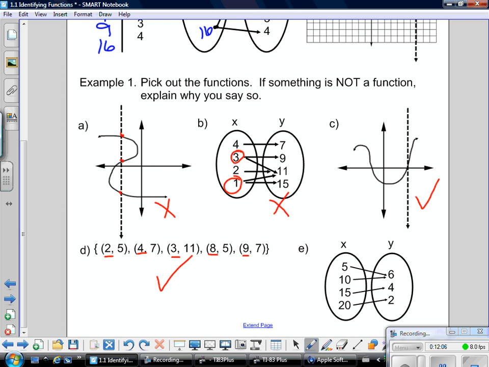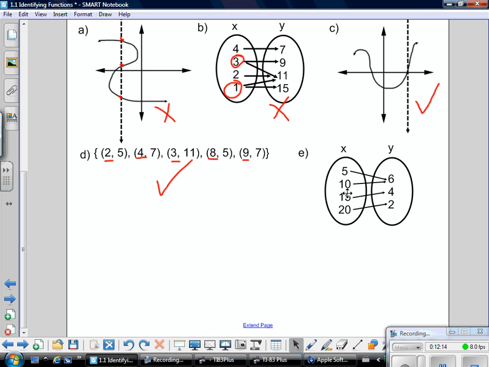If I look at the last mapping question, again I'm looking at my x values to see if there's more than one arrow going from one x. There isn't, so that tells me that it's a function. Okay, so that's the first part of our lesson today. The next part is on function notation, which you'll do also.